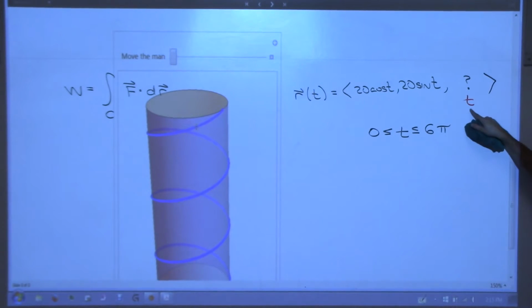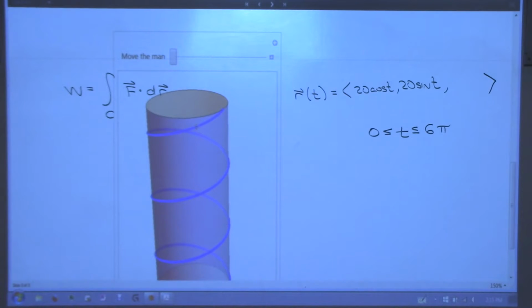So this cannot be t, or else you're going to be 6 pi high. 6 times pi is about 20. Yeah, it's not 90, is it? So that's not quite going to work. Understand? But you're on the right track. It just can't just be t.